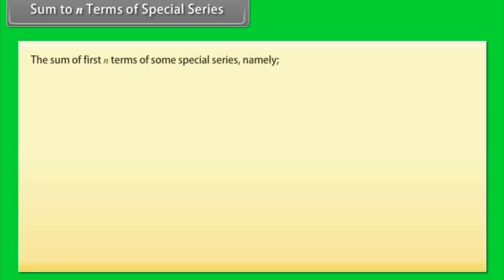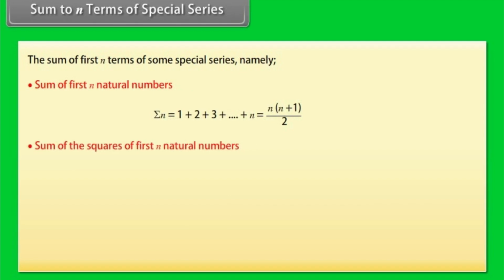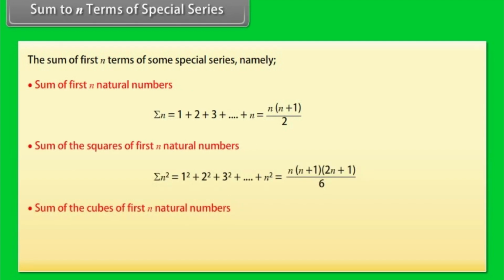Sum to n terms of special series. The sum of the first n terms of some special series, namely the sum of the first n natural numbers, the sum of the squares of the first n natural numbers, and the sum of the cubes of the first n natural numbers.